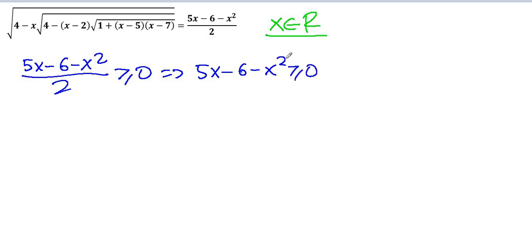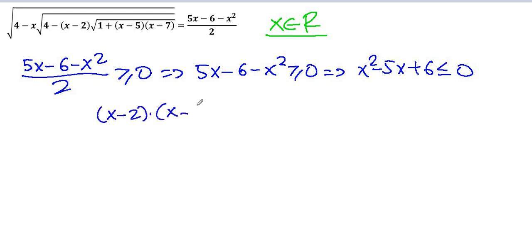Now let me move all terms to the right hand side, then I will get x squared minus 5x plus 6 less or equal than 0. Now I'm going to solve the last inequality by using the interval method. So therefore, first of all, I have to factor, and the left hand side can be factored as (x minus 2) times (x minus 3), and this one is less or equal than 0.